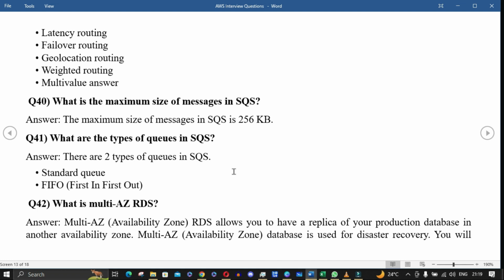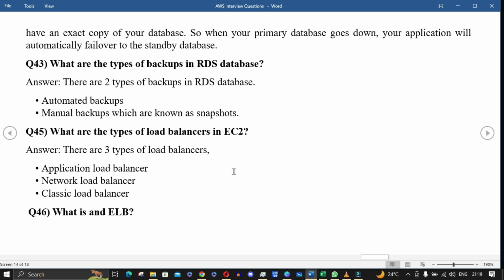Question number 42. What is multi-AZ RDS? Answer: multi-AZ, availability zone, RDS allows you to have a replica of your production database in another availability zone. Multi-AZ database is used for disaster recovery. You will have an exact copy of your database when your primary database goes down. Your application will automatically fail over to the standby database.